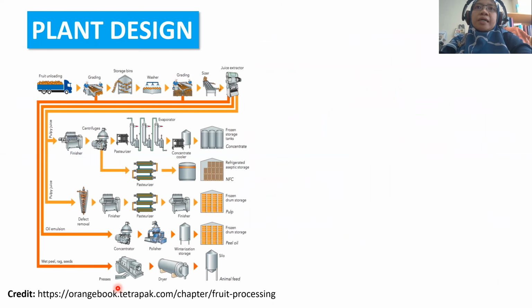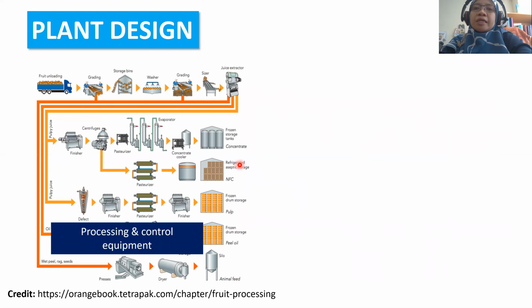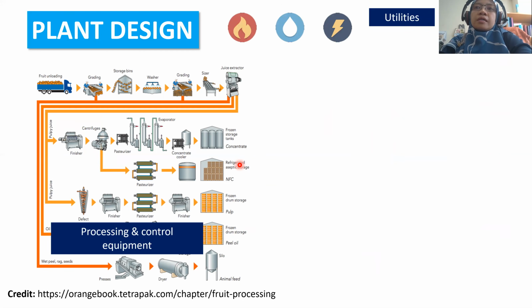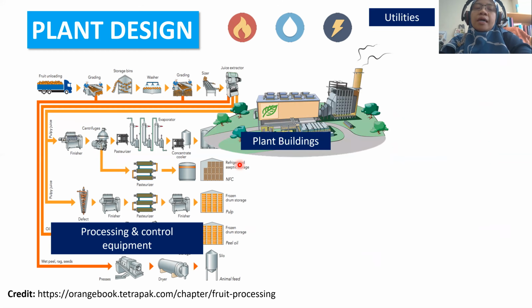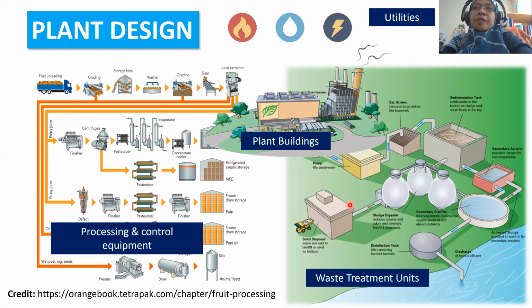While plant design refers to the design of the whole processing plant, including the processing and control equipment, the utilities, the plant buildings, and the waste treatment units.